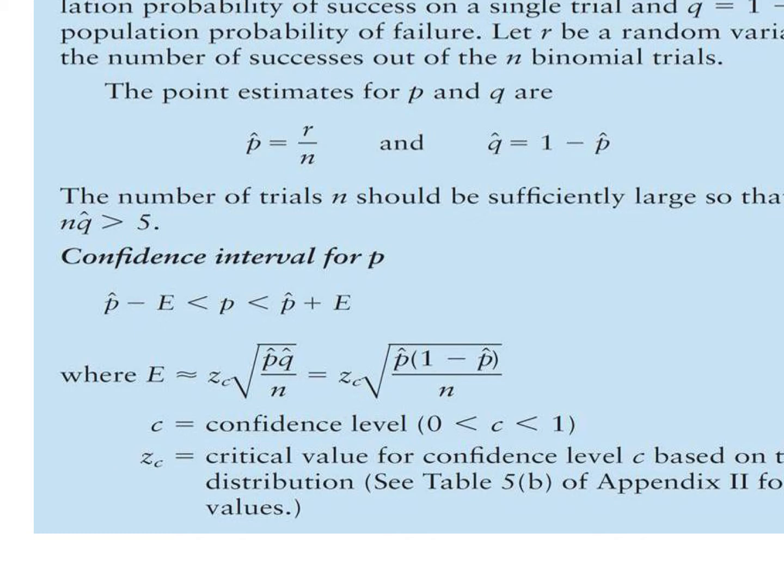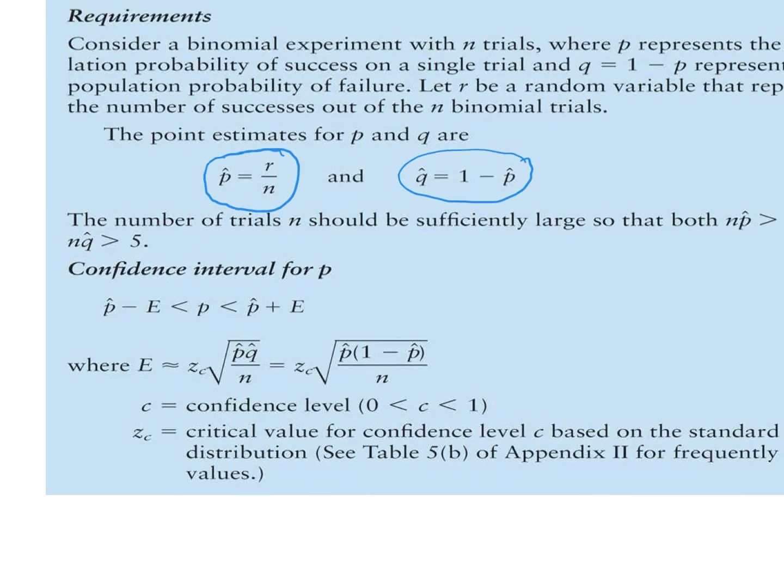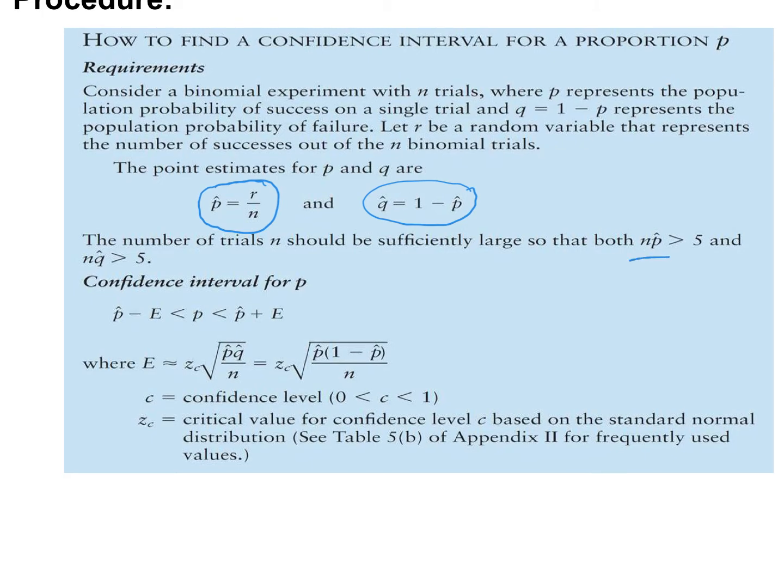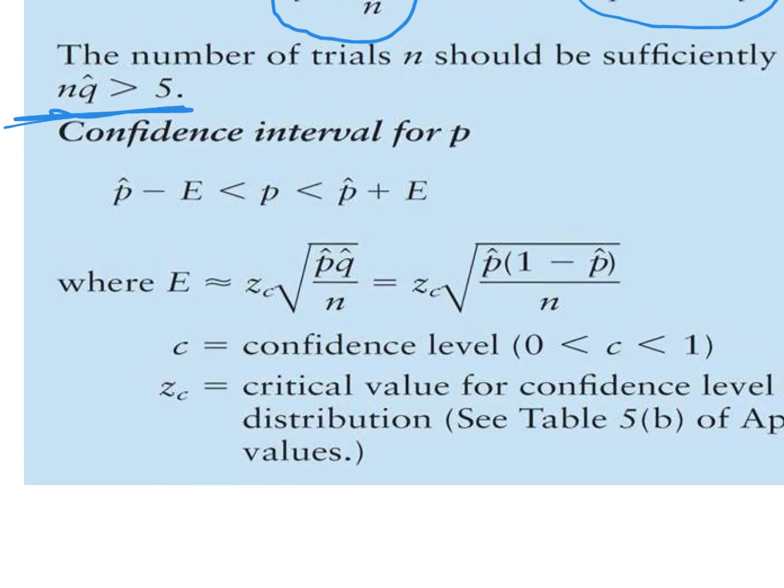This, ladies and gentlemen, is your Bible for section 8.3. The first thing, please understand that P hat is going to be found by you. It's taking R, the number of successes, divided by N, the total number of whatevers. You can also find Q hat by subtracting 1 minus our P hat. The number of trials is sufficiently large if N times P is greater than 5 and N times Q is greater than 5. Once those criteria are met, the data is normal.